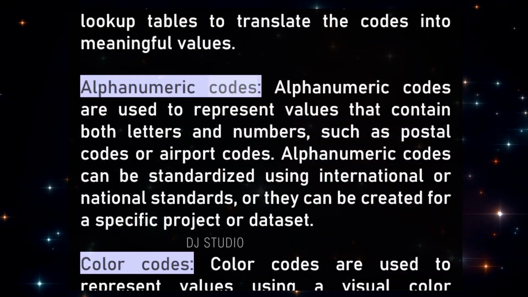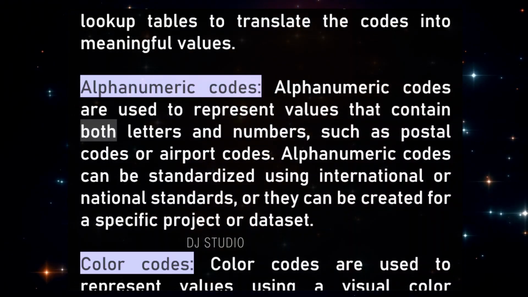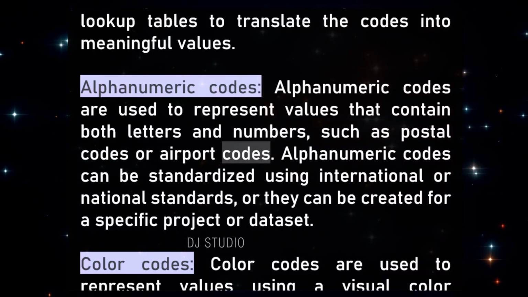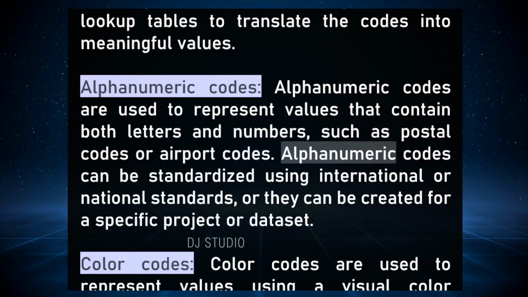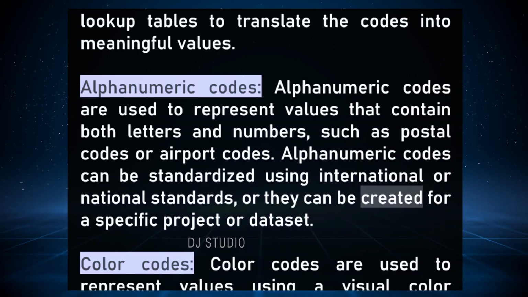Alphanumeric codes. Alphanumeric codes are used to represent values that contain both letters and numbers, such as postal codes or airport codes. Alphanumeric codes can be standardized using international or national standards, or they can be created for a specific project or dataset.